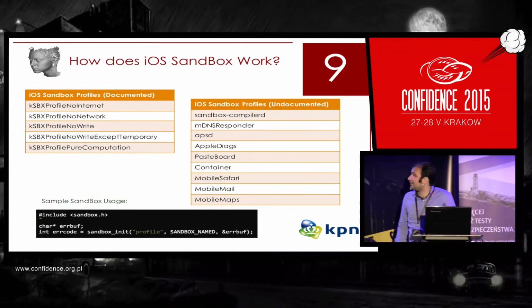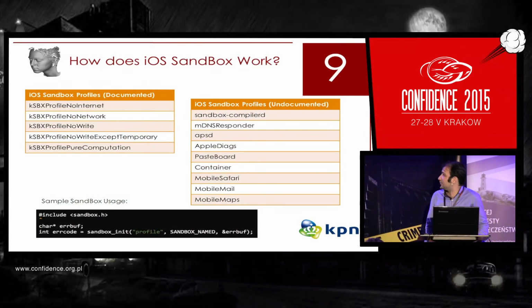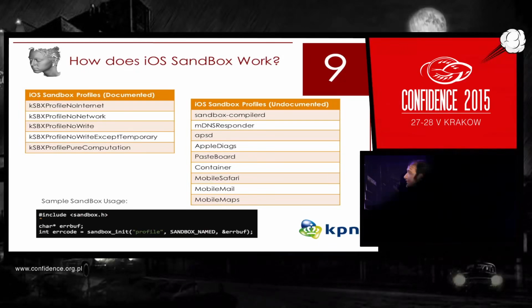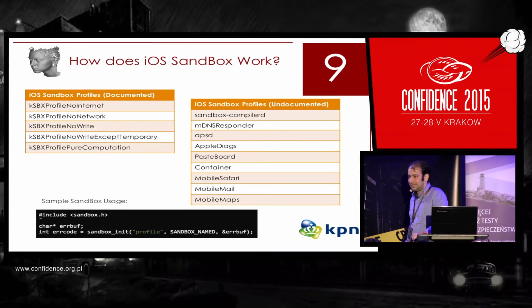So, on the left-hand side, we have profiles, documented profiles. Like your application could have no right to connect to the internet, no right to perform network operations, or write to the directory or specific directories. But there are also some undocumented profiles. Reverse engineers found these profiles by reverse engineering. For a malicious application developer or security researcher, it could be interesting.